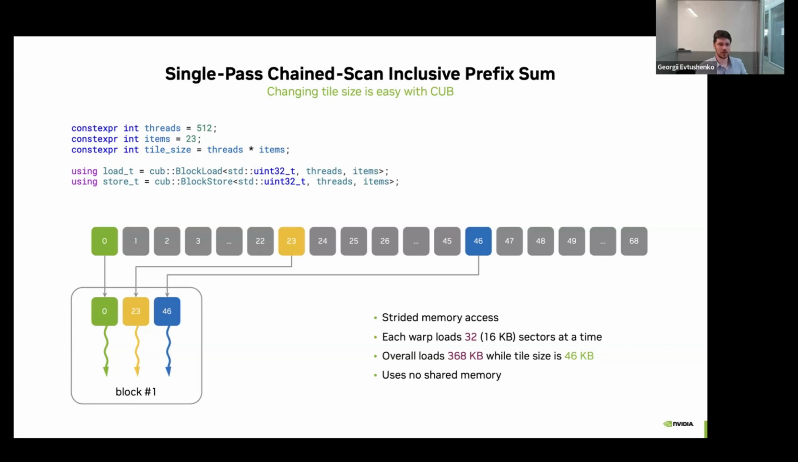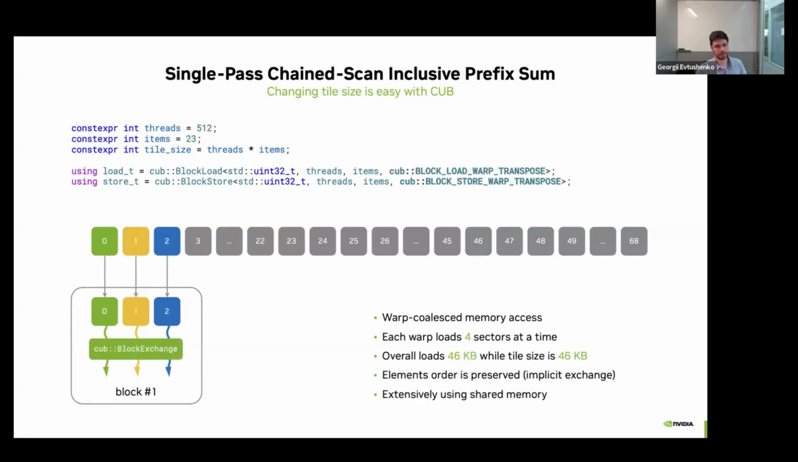Memory is loaded at a granularity of sectors, which is 32 bytes. But in our case, each thread reads data that's 92 bytes apart. In other words, none of the sector bytes are reused, and each warp is loading 32 sectors. This means we load 10 times more data than we need, and this is inefficient.